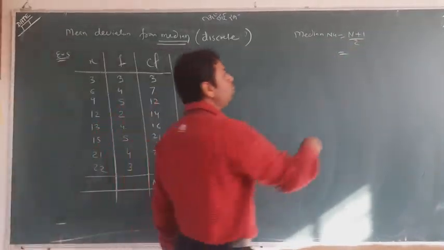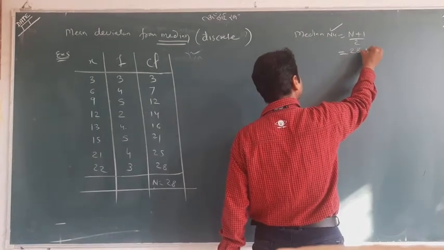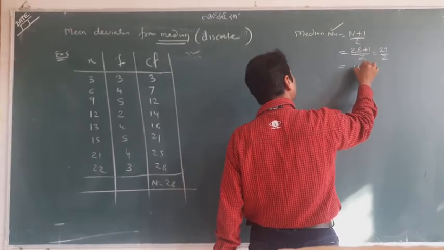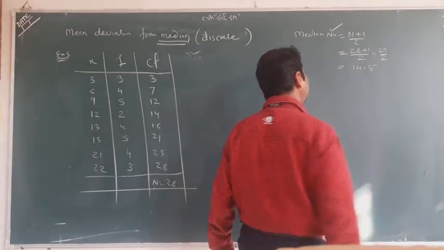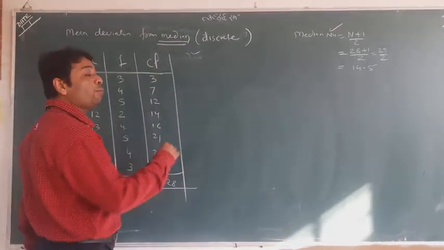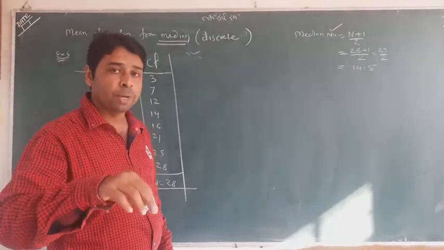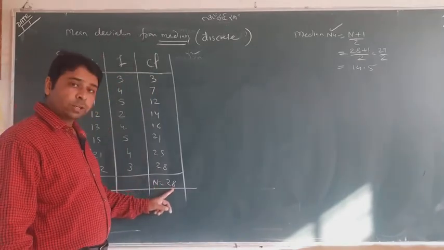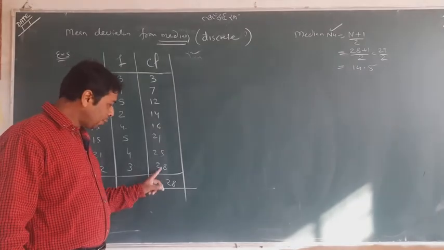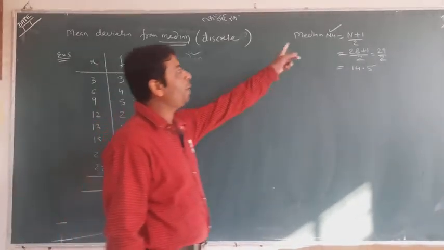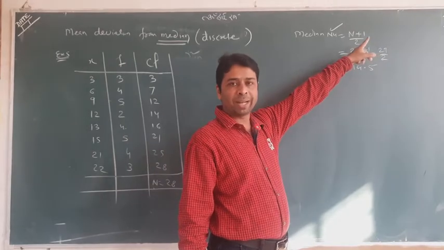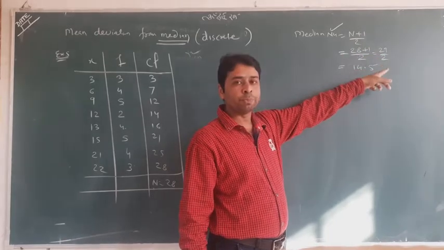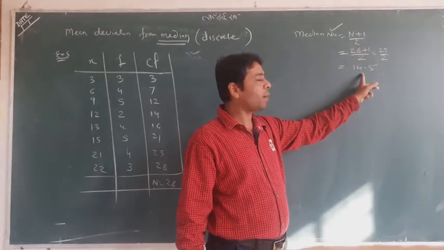N plus 1 by 2 is the median number, it is not the median. N plus 1 upon 2 is 29 by 2, which is 14.5 approximately. And where does 14.5 fall in CF? Look, I tell you again: after finding the last number called N, you first find the median number. It is a specific formula, not for odd or even, N plus 1 by 2. Use it and get your answer, 14.5.